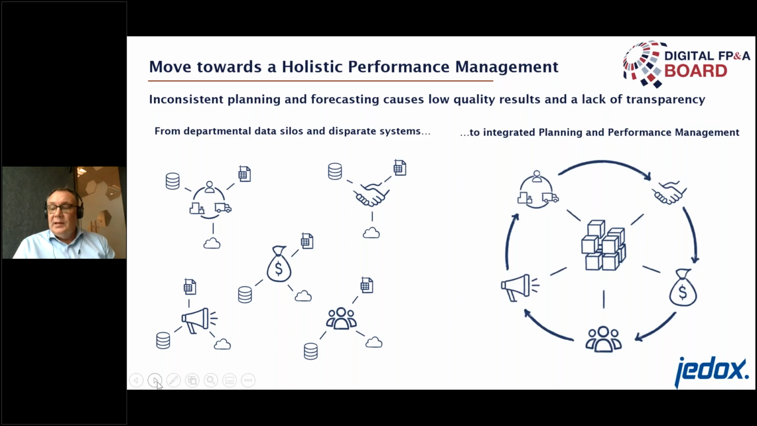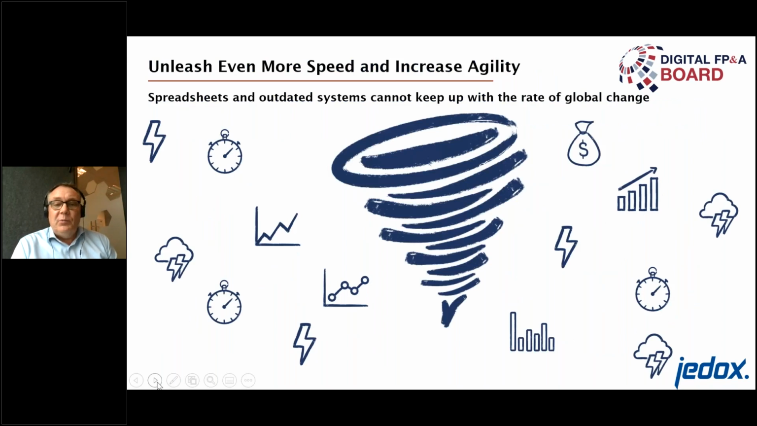On the next slide, we see the later stage when you want to unleash even more speed and increase agility, where you have the increase of forecast speed, down from 14 days to 8 days, one rolling forecast, and accuracy for better decision support. So free up resources with automated continuous forecasting. You need all these resources to discuss the results and discuss the strategy for how to reach the target.